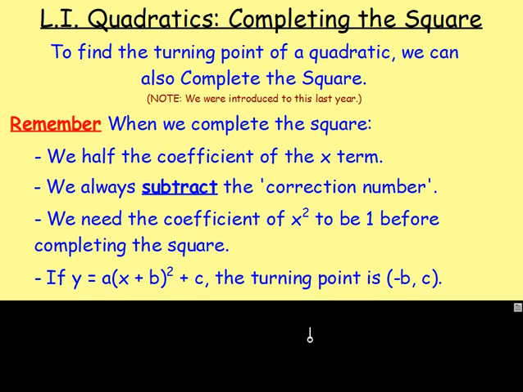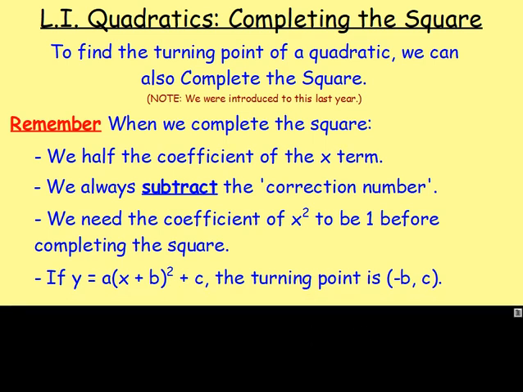Once you get an answer, it should look something like y equals a bracket x plus b all squared plus c. And if you have that, what you do is you take whatever's in the bracket and you change the sign, so positive to negative, negative to positive, so b would become negative b in the turning point, and the number that's on the end, the plus or the minus, just stays as it is. So your plus c would remain as plus c, and that would give you the turning point.